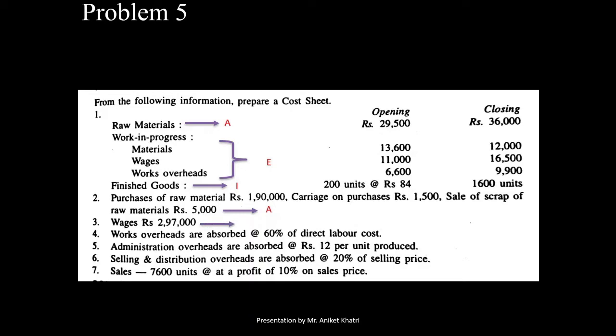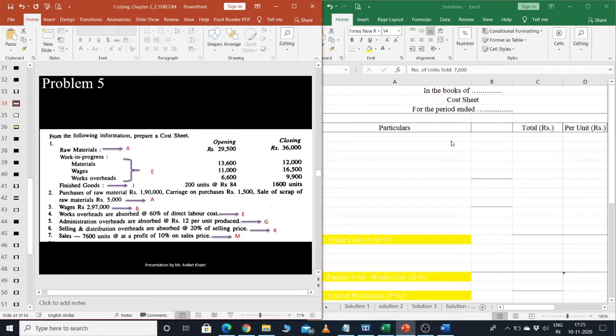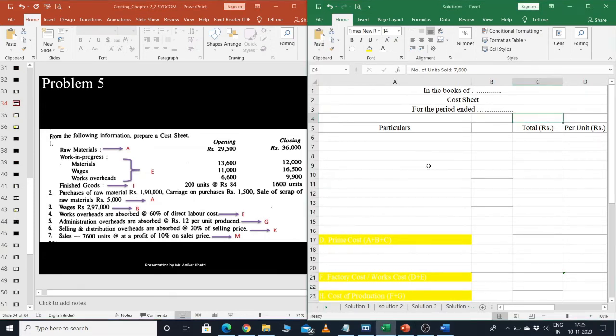Wages, B, work overheads, E, administration overheads, G, selling and distribution overheads, K, and sales, M. So let us solve the example. I'll quickly adjust my screen. So I have kept the format ready over here.